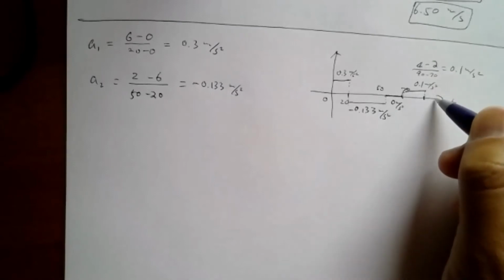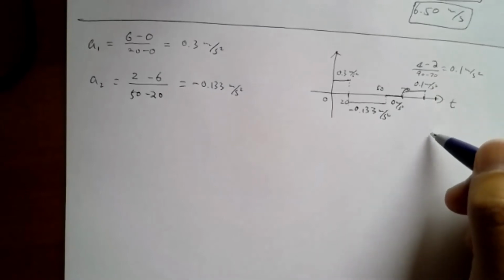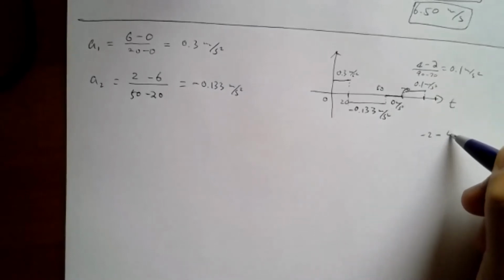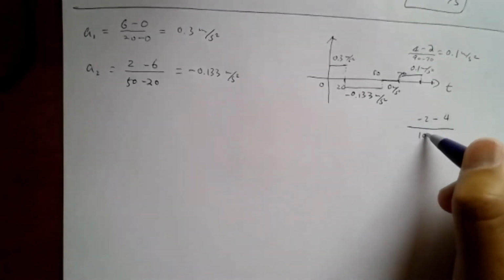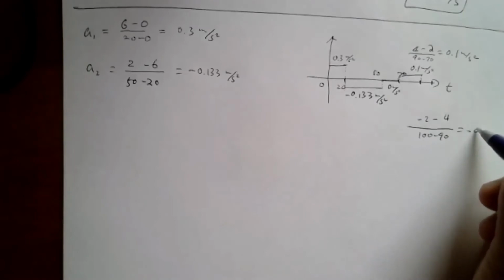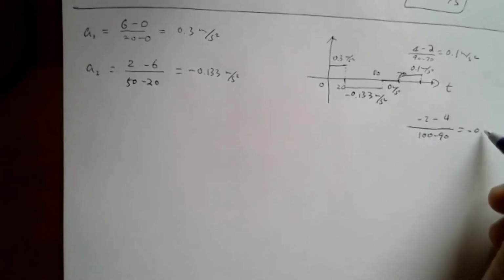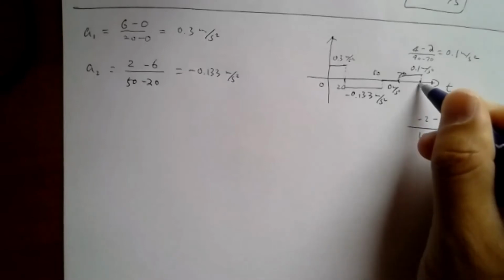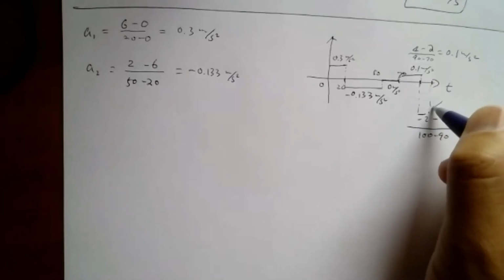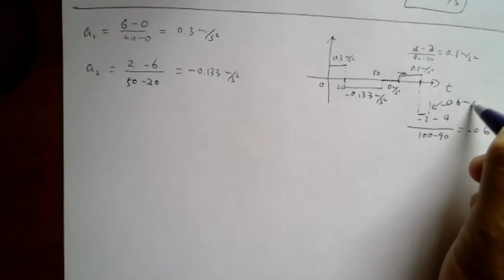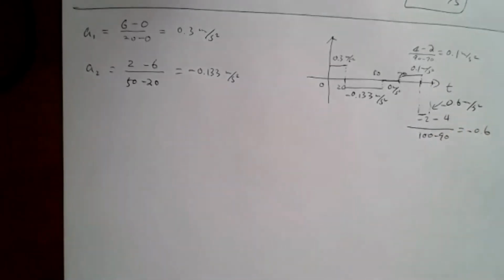Then from 90 to 100, you do the same. It will be negative 2 minus the initial 4, divided by the time difference, 100 minus 90. So that's minus 0.6, which is relatively large here. So you indicate minus 0.6 meters per second squared. That's roughly what you have.